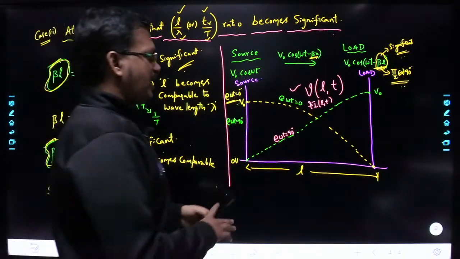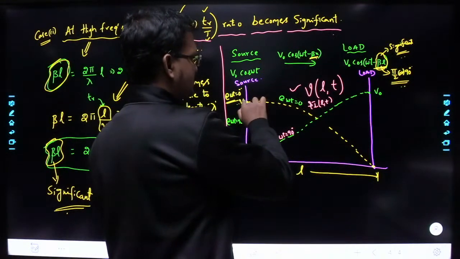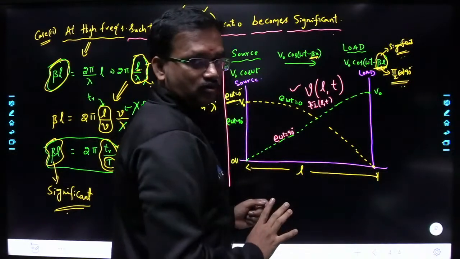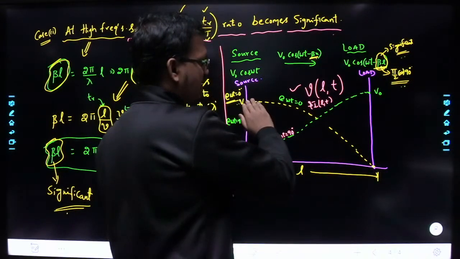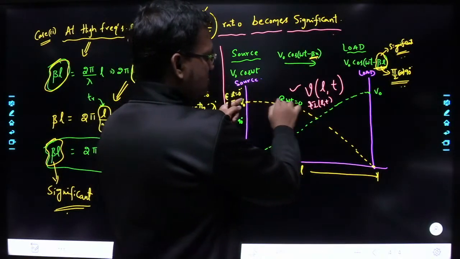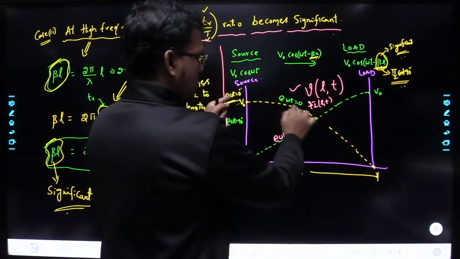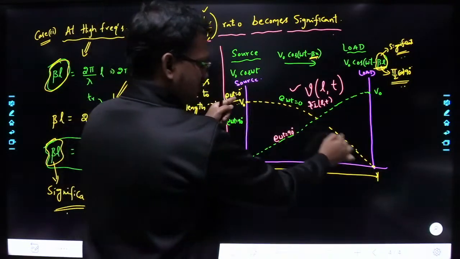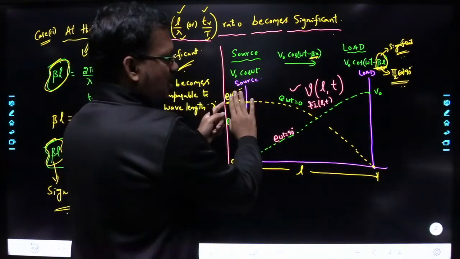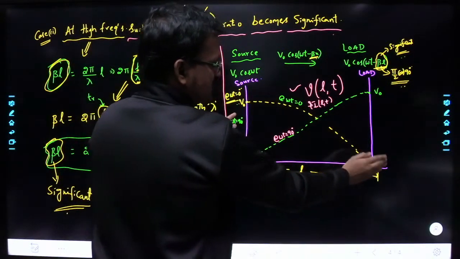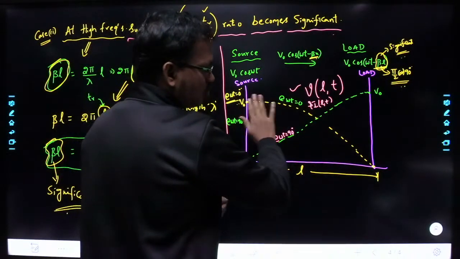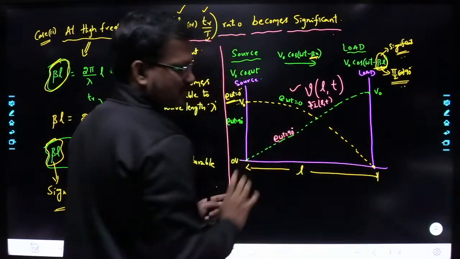Now see here, at omega t equal to 0, the voltage at source is V0, and the voltage at load is 0. Understood? And the voltage is varying at this instant of time. After TR seconds, you are going to see the voltage variation like this. So whatever voltage is present at source is not the same as the voltage present at load. It is varying throughout the length of the transmission line.